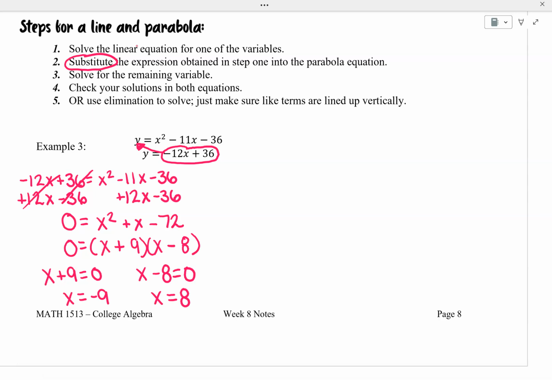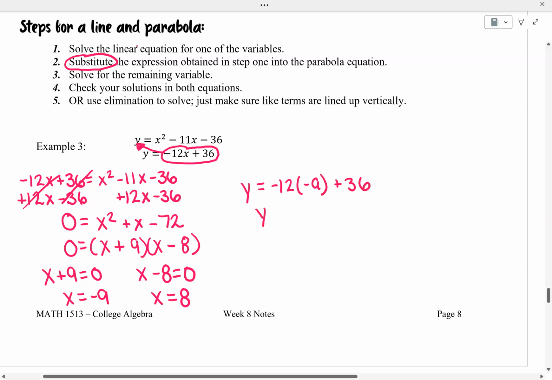Okay, so let's just do the bottom one. So we would go y equals negative 12 times negative 9 plus 36. So here y would be 144. So one of our answers would be negative 9 and 144.